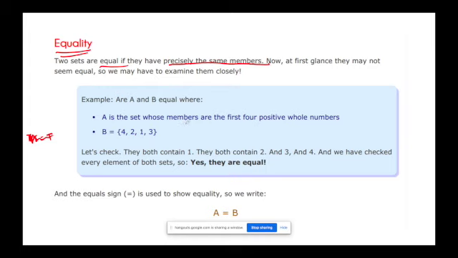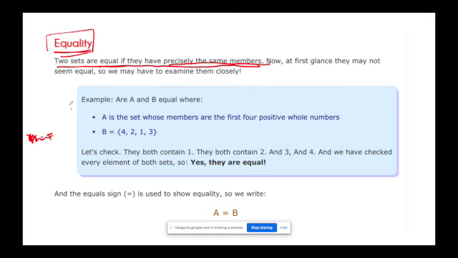Remember, today is a note-taking class, so you are going to have to be taking these notes, but you don't have to take this entire page. Just write the notes that are important. So when it comes to set equality, two sets are equal if they have precisely the same members. That is what you want to write.